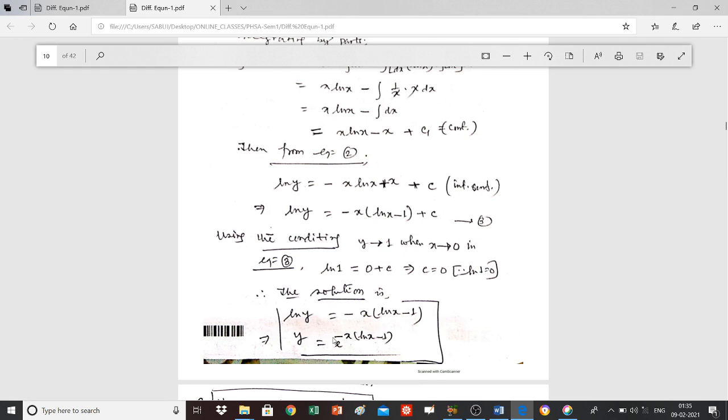And in this class, we understand how to solve a differential equation by using the method of separation of variables. So this is the end of this class, and you need to go through all these solutions, and then everything will be clear to you.